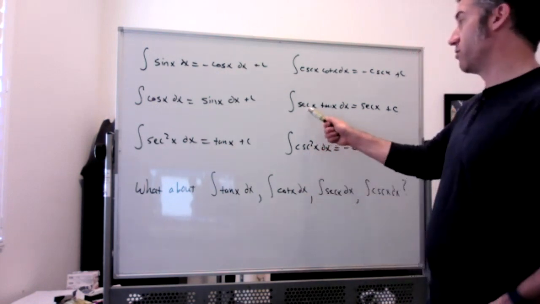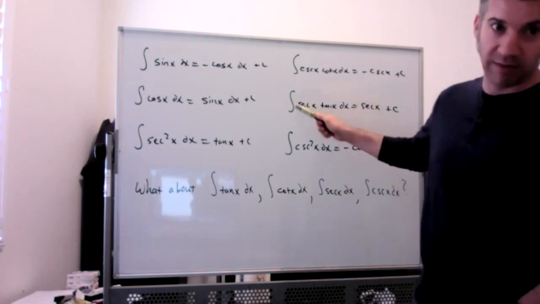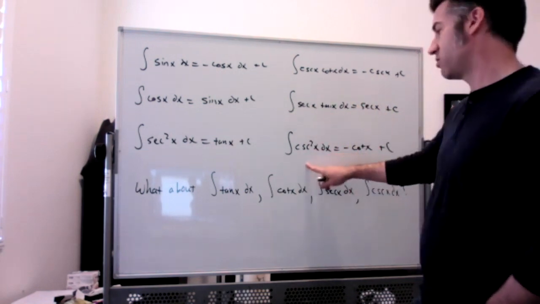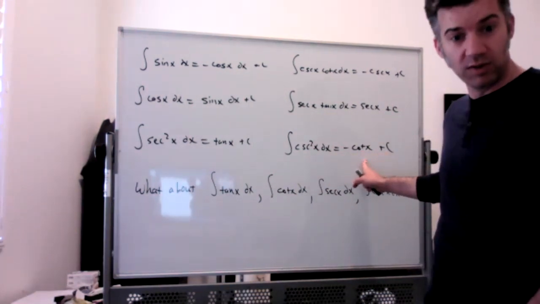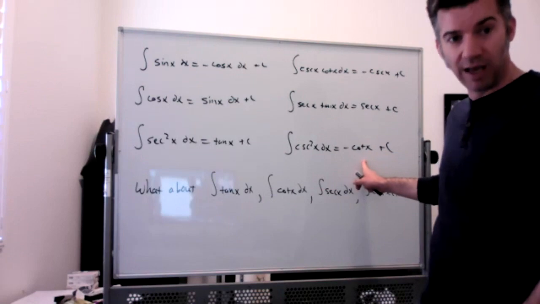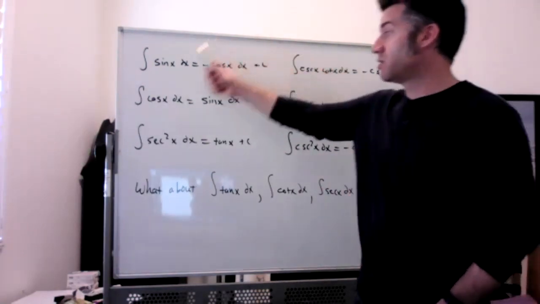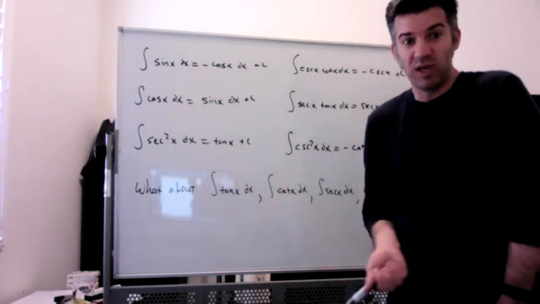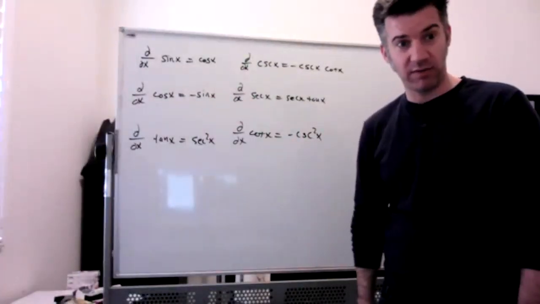The antiderivative of secant of x times tangent of x is secant of x, because the derivative of secant is secant of x times tangent of x, and the antiderivative of cosecant squared of x is negative cotangent of x, because the derivative of cotangent of x is negative cosecant squared of x. So all of these trig antiderivatives we already know, because we know these trig derivatives.